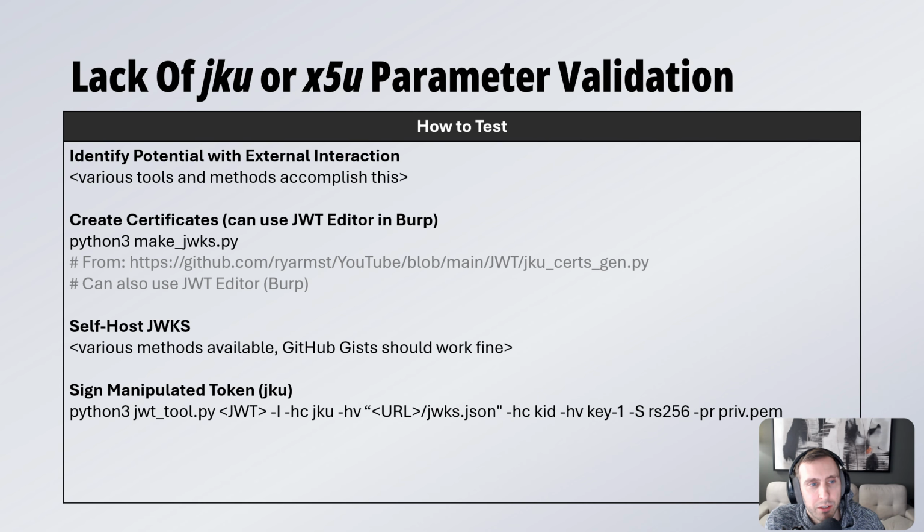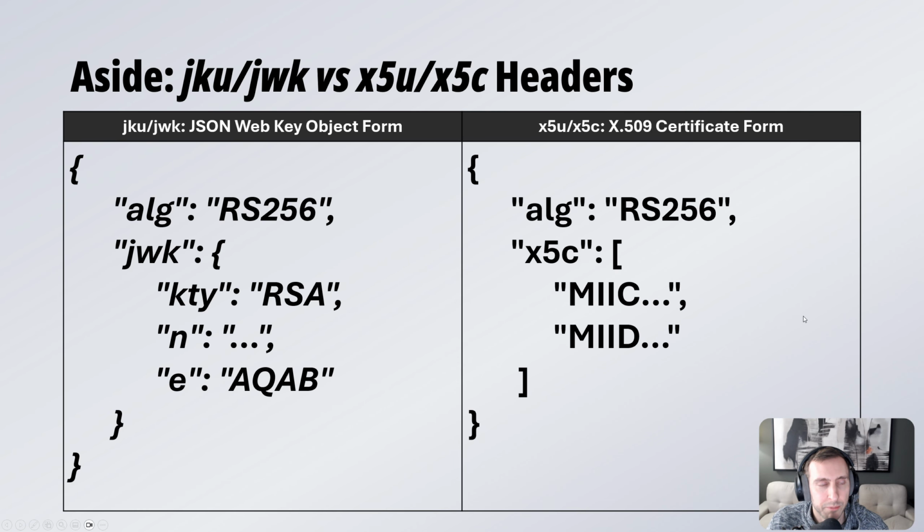And that might look something like this. The first step would be, I think, to identify potential external interaction, using something like Burp's Collaborator or your own server to see if URLs are actually being reached for downloading key material. And then what you want to do is create your own certificates and host them wherever. You can use a GitHub gist for this, for example. And then you can use a tool like JWT tool in order to sign the tokens with your own certificates.